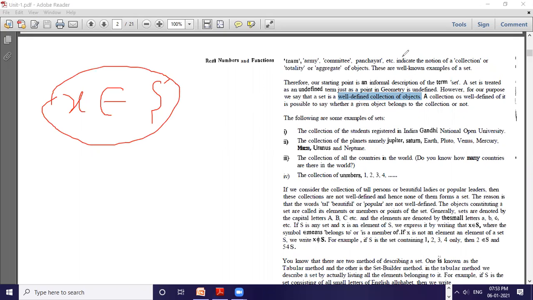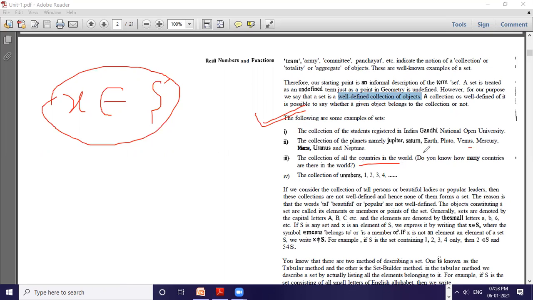Okay, so let's see a few more examples of sets, like the collection of students registered in IGNOU, the collection of the planets like Jupiter, Saturn, Earth, Pluto, Venus, Mercury, Mars, Uranus, Neptune, then the collection of all countries in the world.